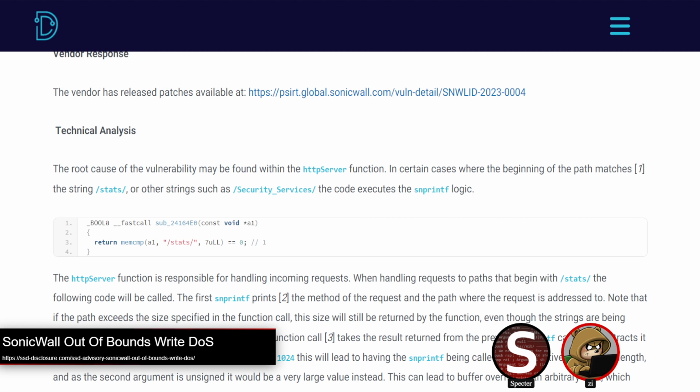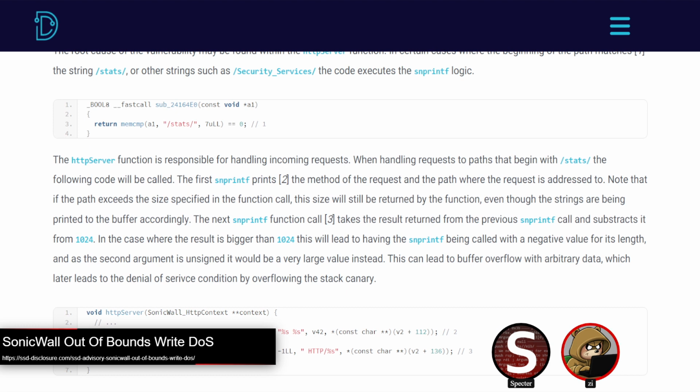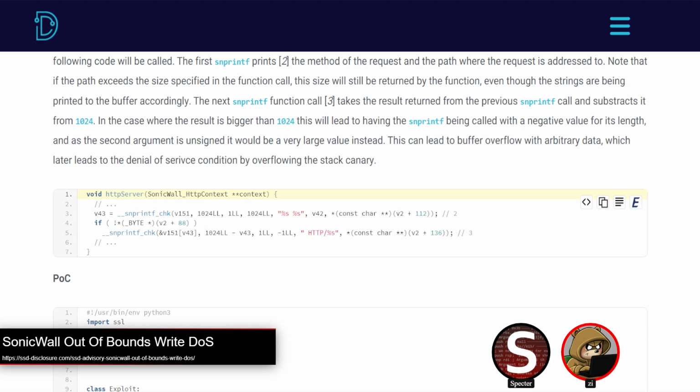Part of what they do here, they have the HTTP server function. It does a little bit of string matching on the paths coming in. Specifically, they call out /stats/ and /security_services/. I am assuming it's working like a reverse proxy given what it's doing. If it matches one of those, it then creates a request line. It takes the verb from the line, prints it into a new one, takes the path, prints that in, gets the HTTP version, prints that in. Presumably they're going to format this into a new request going out. But the way it does it has a fun little vulnerability in that they use snprintf twice.